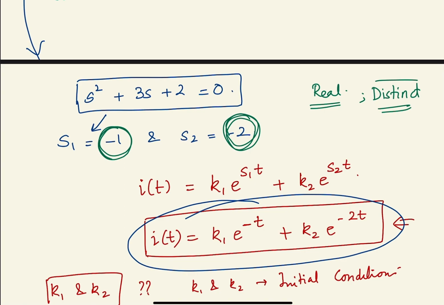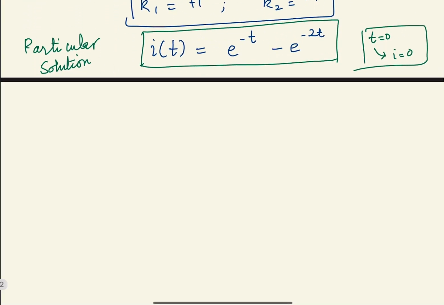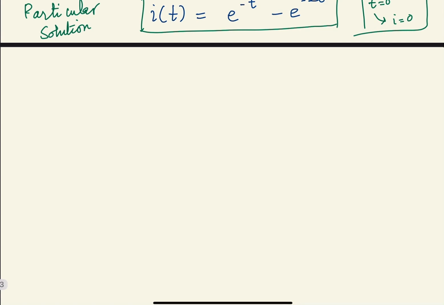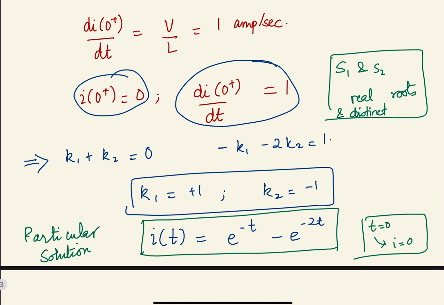In the next class, we will see the case where there are real but equal roots. That will be another case. And in the last case, we will see where there will be complex conjugate roots. Okay, that will be the topic for another class. So I hope you have understood this, and in the next class we will talk about the second type of solutions.